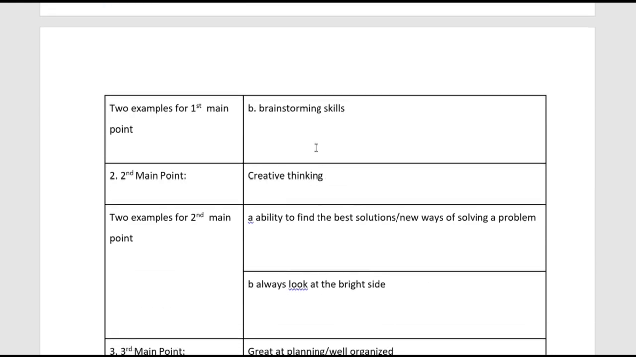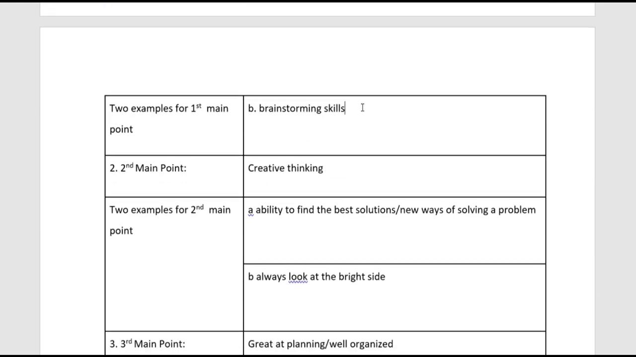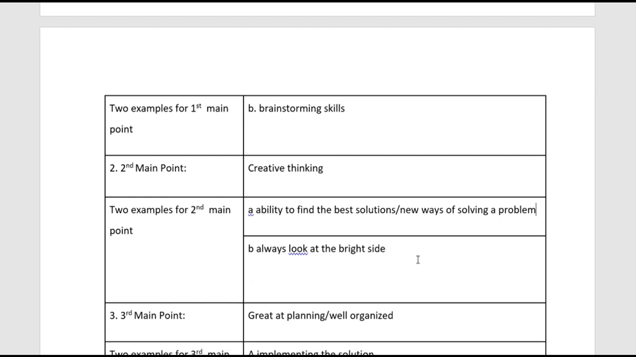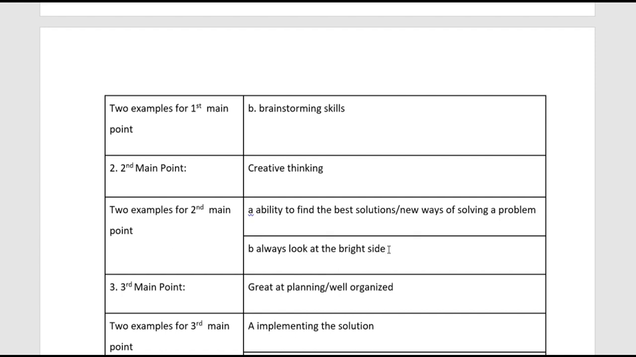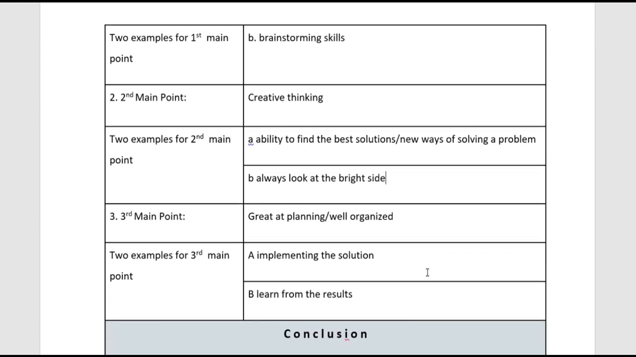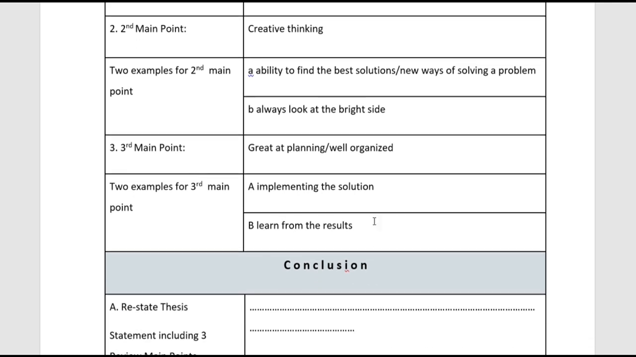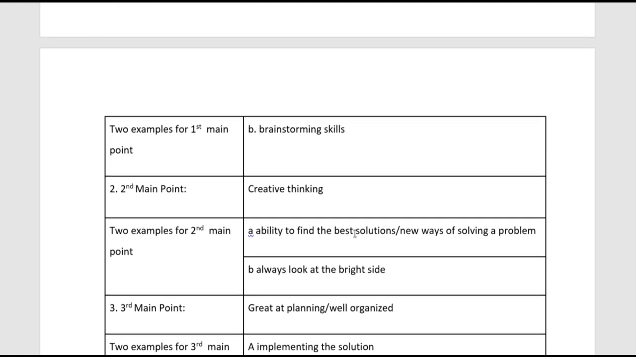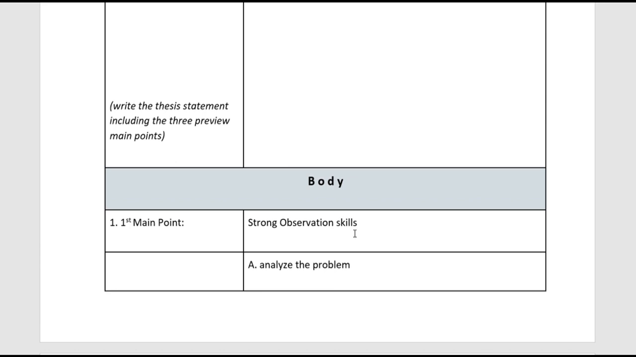Okay. And second one is creative thinking. He has a creative thinking skill, the ability to find the best solution to the problems and always looking at the bright side of any issue or any problem. Great at planning, well-organized person. So they are those who implement the solution and they learn from the results. So see how easily we have taken out three main points.